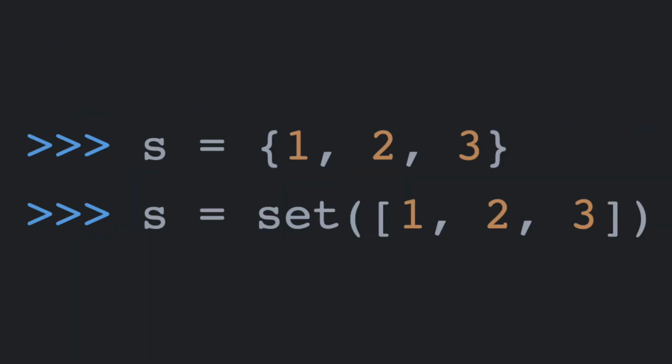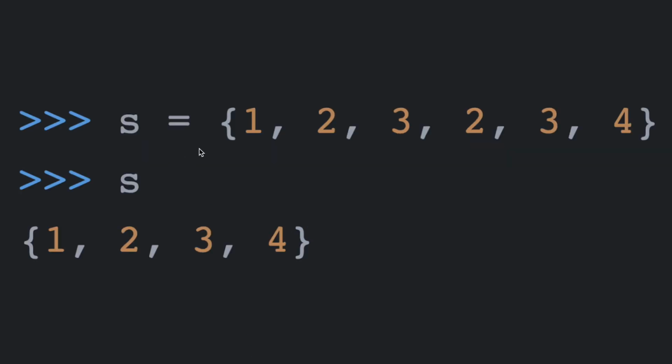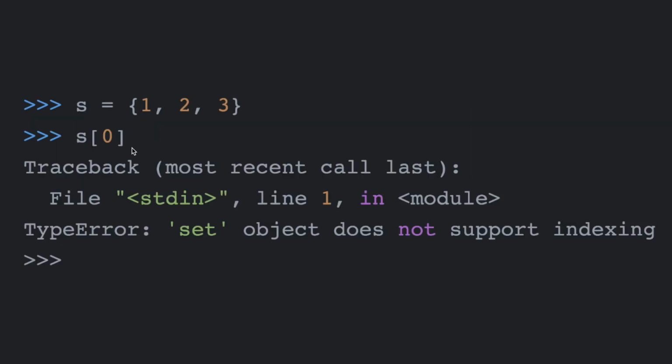Here are two ways to create sets. A set is an unordered collection with no duplicate elements. You can use sets to test for membership and to eliminate duplicate entries, and they support mathematical operations like union, intersection, difference, and symmetric difference. So you see we're creating this set that does have two 2s and two 3s, but then when we check to see what S equals, there's only one 2 and one 3 because sets cannot have duplicate entries. And since they're unordered, you cannot access an index number because they're not stored in any particular order.